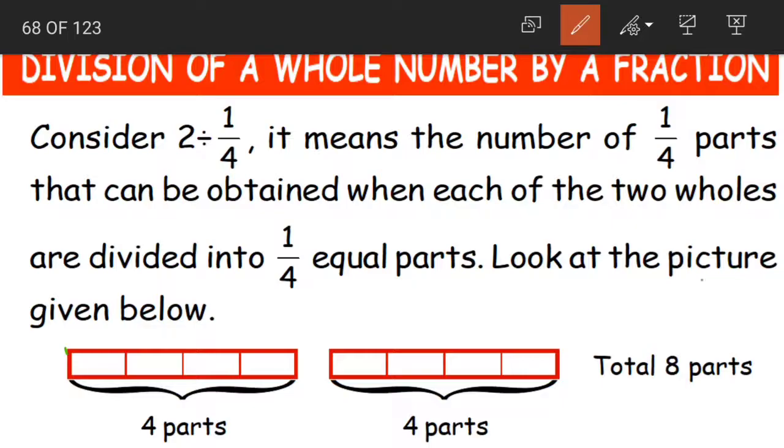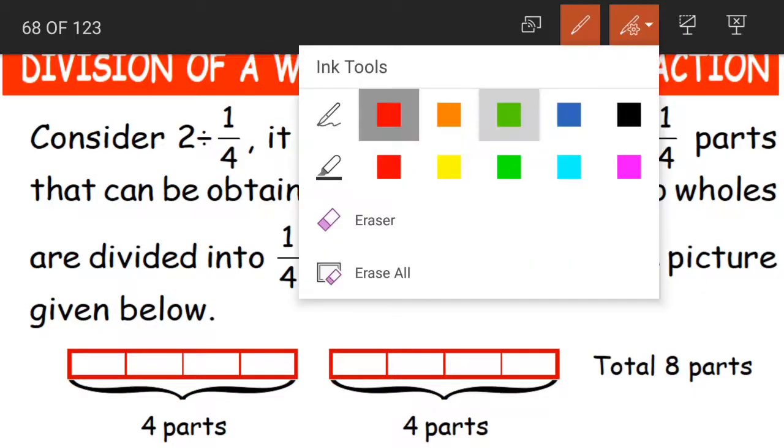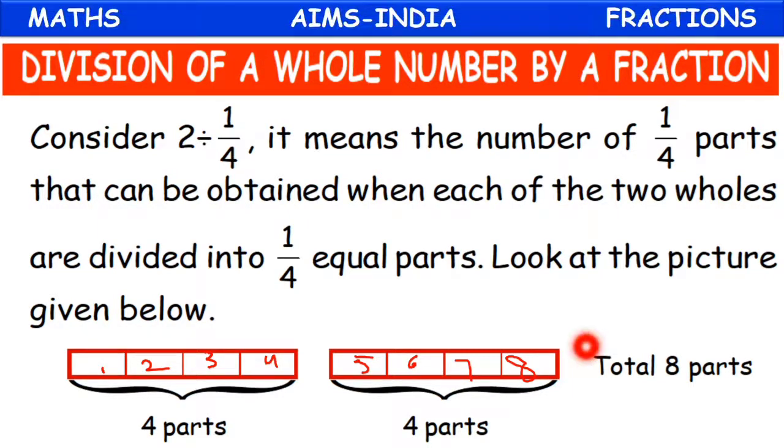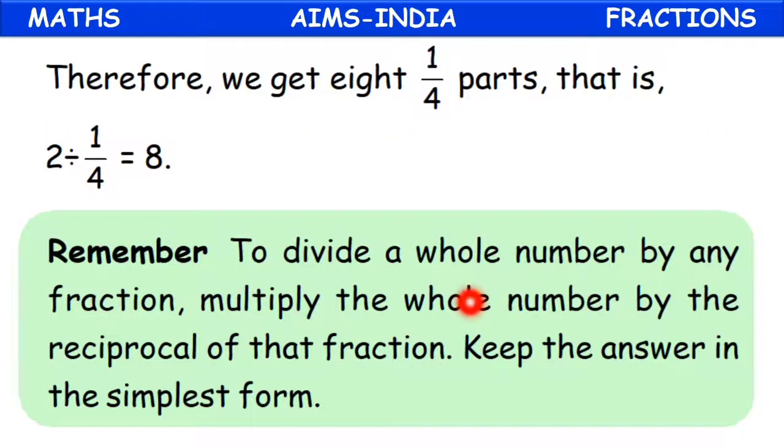So if we look at the picture given below, here we have two wholes, and each is divided into 4 parts. Now each part is called 1 by 4. So how many 1 by 4 parts do we have? We have 1, 2, 3, 4, 5, 6, 7, 8. In total we have 8 parts. So 2 divided by 1 by 4 is equal to 8. Now that was understanding how it works.